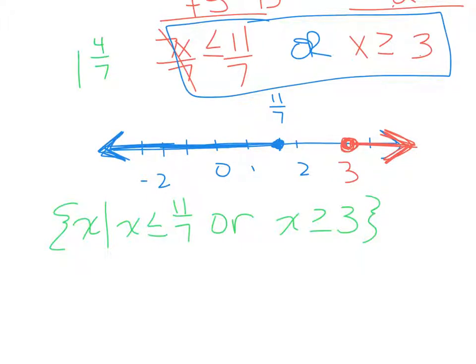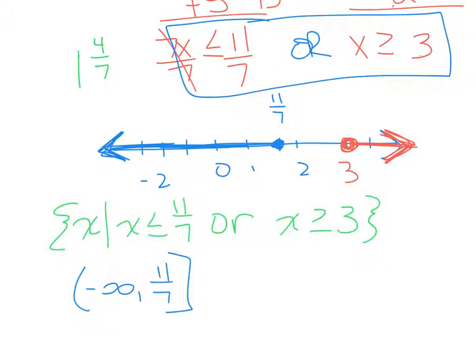So for interval notation, we have negative infinity to 11/7, and we have brackets, and that designates this piece of shading, starting at negative infinity going to 11/7, with a bracket here because the equal bar made this closed. By the way, we use improper fractions in interval notation, not mixed numbers and not decimals.